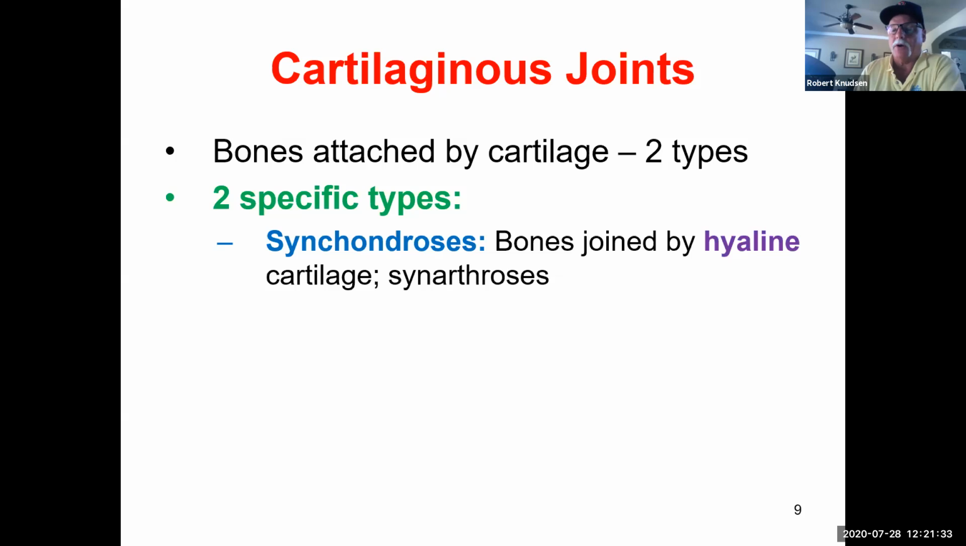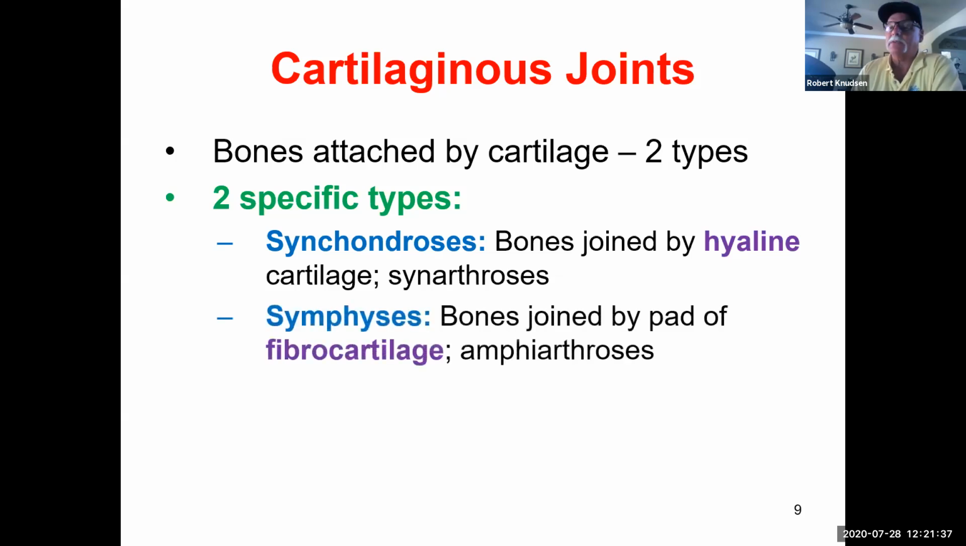Synchondrosis is one type of cartilaginous joint. Symphysis is the other type. Okay, now look what we see here, fibrocartilage. We saw hyaline up here, we see fibro here. Elastic doesn't play a factor in this. Fibrocartilage, where do we find it?